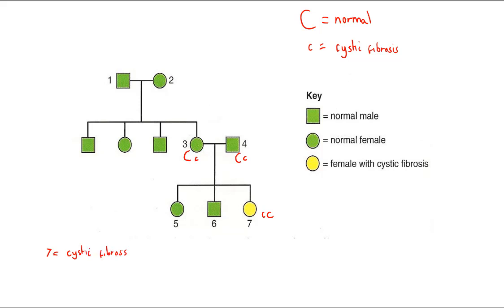So she must be little c, little c. 3 and 4, they have a child with cystic fibrosis. So therefore, they must be big C, little c. Now, the reason why they must be big C, little c is because they're both normal, but they were both able to pass on this little c to their daughter.